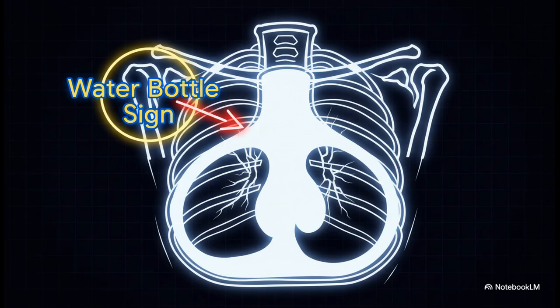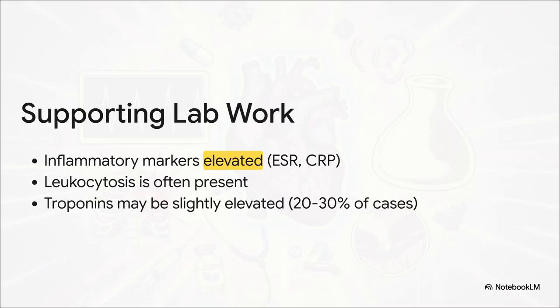bottle sign. If you get a chest x-ray and the heart shadow looks like a big globular water bottle or a flask, that's a telltale sign of a large pericardial effusion, just a whole bunch of fluid building up around the heart. Now for labs, you're expecting to see inflammation, so it makes sense that your ESR and CRP will be up.